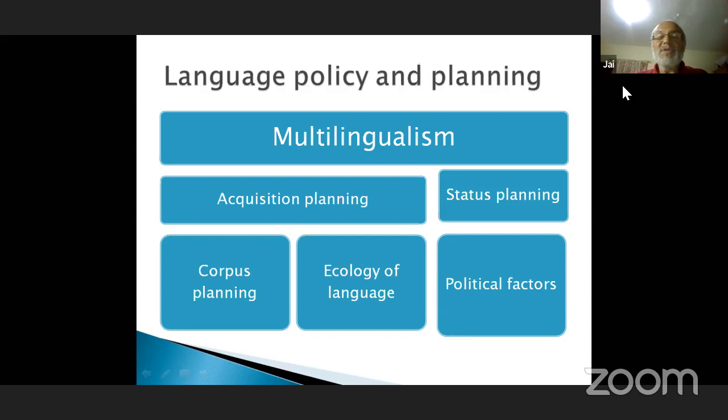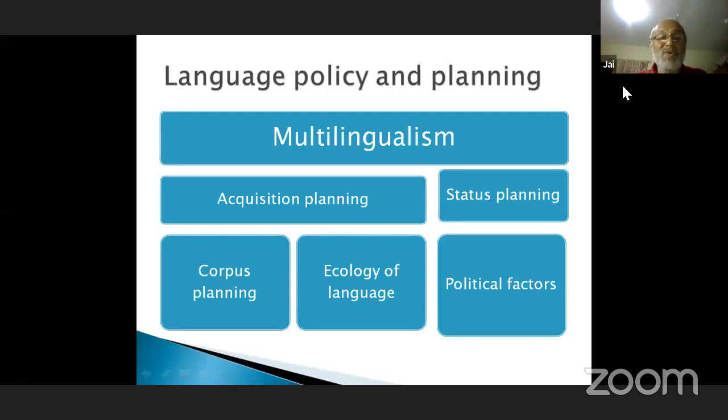And when you talk about status planning, I will go to corpus first. So once you plan the corpus of the language, for example, you have to create the standard language. In order to standardize a language, you have to have its orthography, its script, and also its own spelling and grammar system. And we create dictionaries, we create literature. And I give you one example.